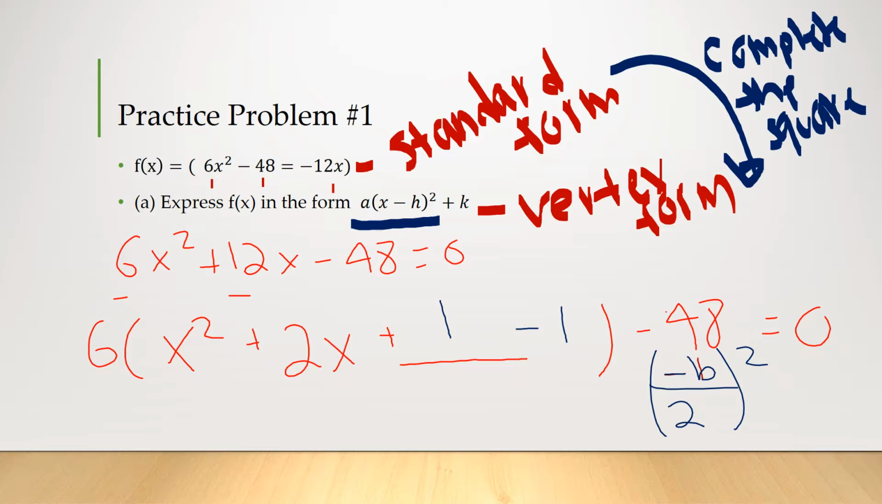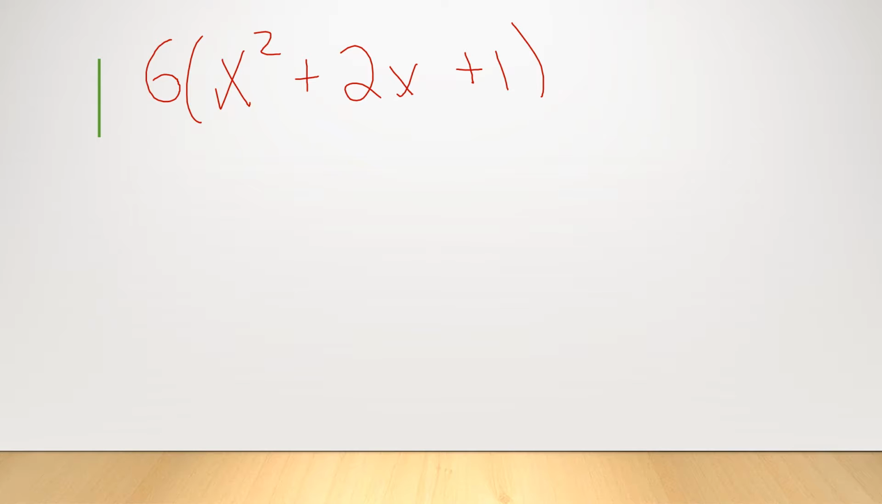That won't do us any good unless we combine like terms, so our end goal will be to get that negative 1 out of there. But right now it's bound by that 6 right here. So we're going to multiply negative 1 by 6 to get it free from the parentheses, and then move it outside, next to the negative 48. So let's do that. We have 6 times (x squared plus 2x plus 1), and since we subtracted 1 and multiplied by 6, we'll have negative 6, and then our usual negative 48.